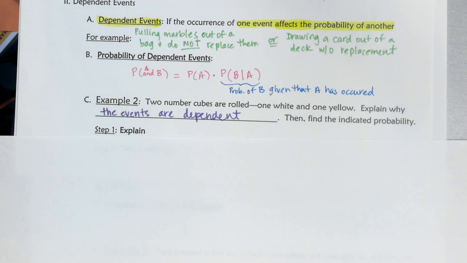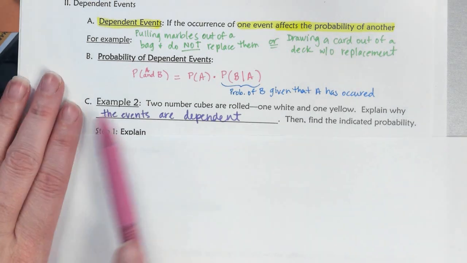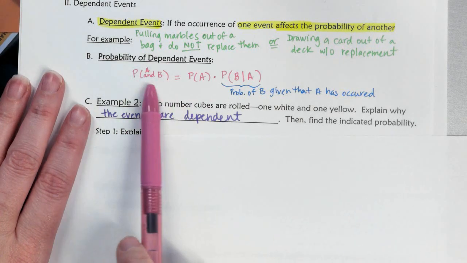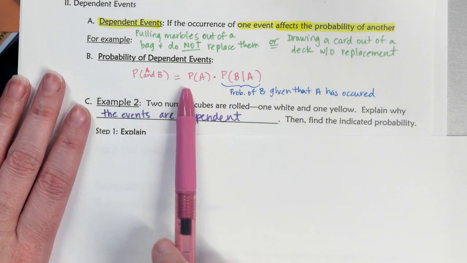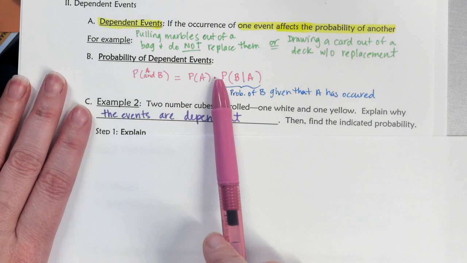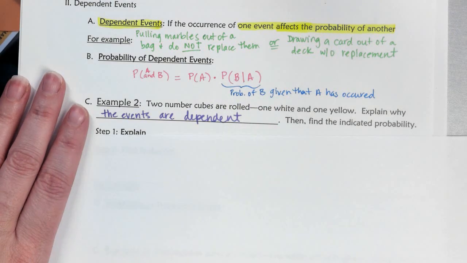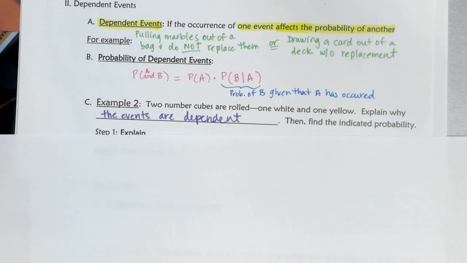Yeah. So very common instances that we're going to talk about: the cards in the deck, and we're also going to talk about rolling dice. So when it says 2 number cubes are rolled, that means 2 dice are rolled. Now for the dependent events, there's a different formula. I did write out what it means, but let's talk about that. So the probability of dependent events A and B, you have to take the probability of A and multiply it by the probability of B given that A has occurred. Okay, so the probability of the second event given that the first event has already happened.